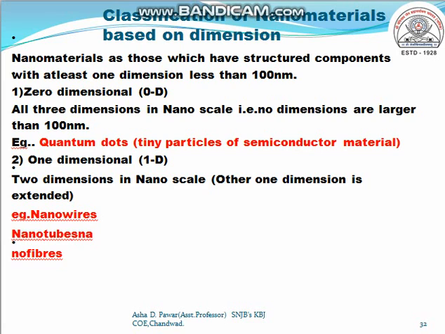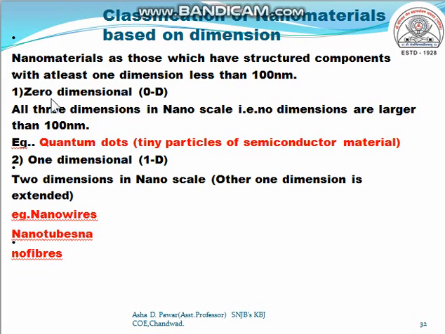So the next topic is the classification of nanomaterials based on dimension. Nanomaterials are those which have a structured component with at least one dimension less than 100 nanometer. We already studied the definition of nanomaterial, that is, material having at least one dimension less than 100 nanometer. So depending upon the particle dimensions, there are different types.